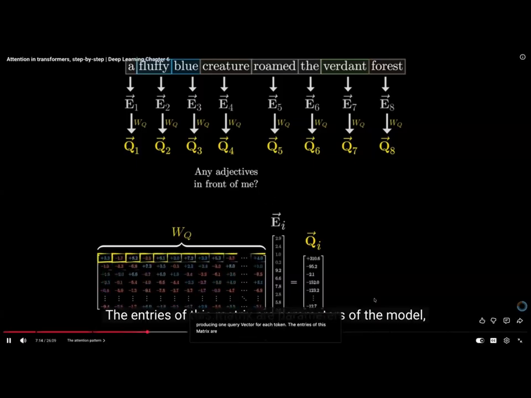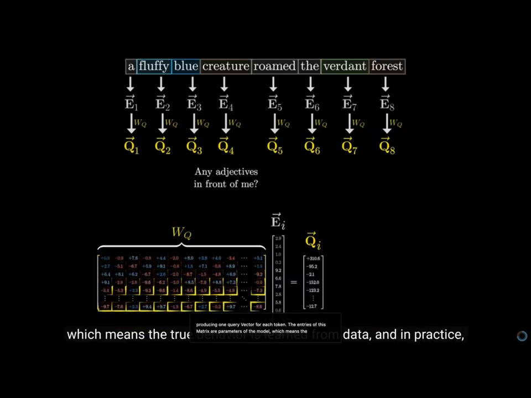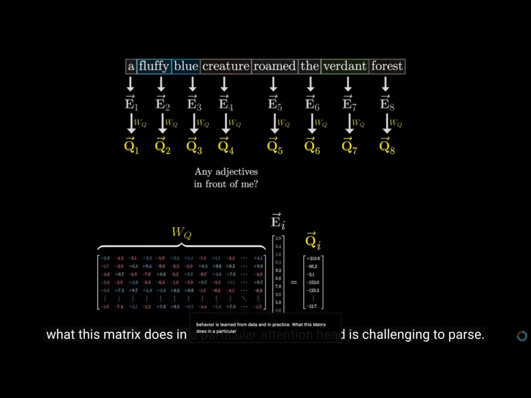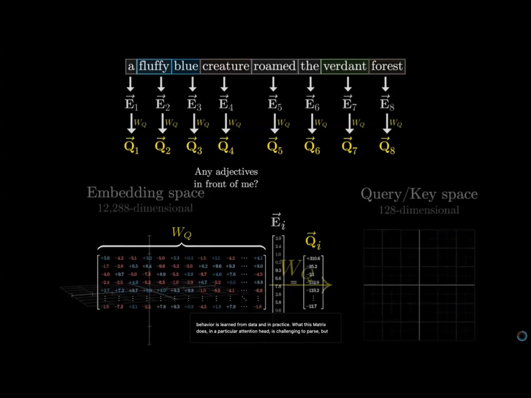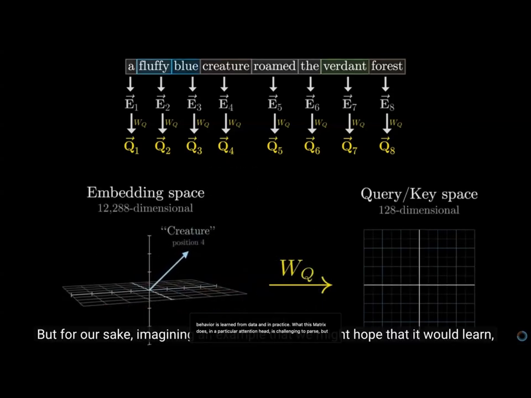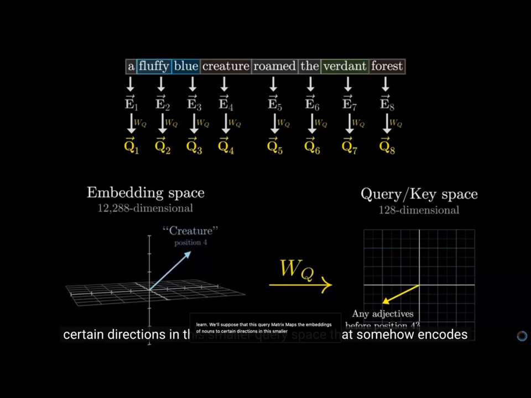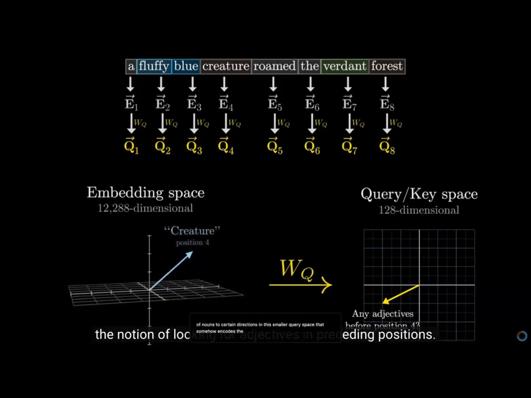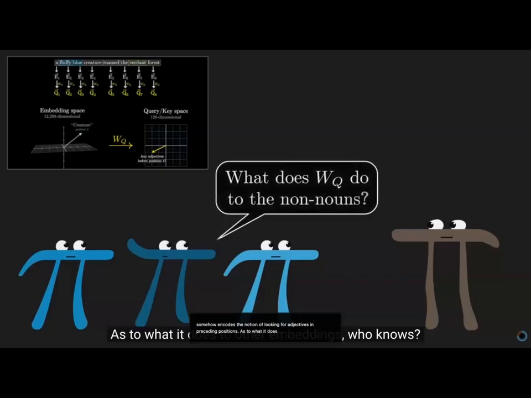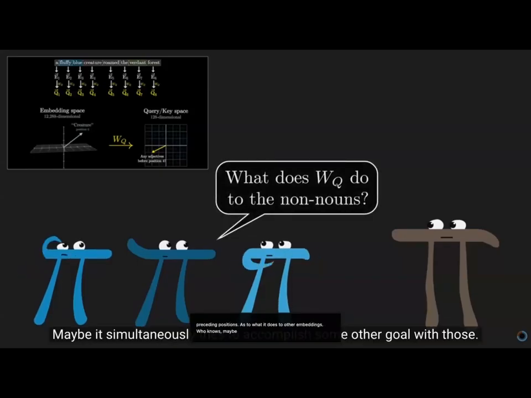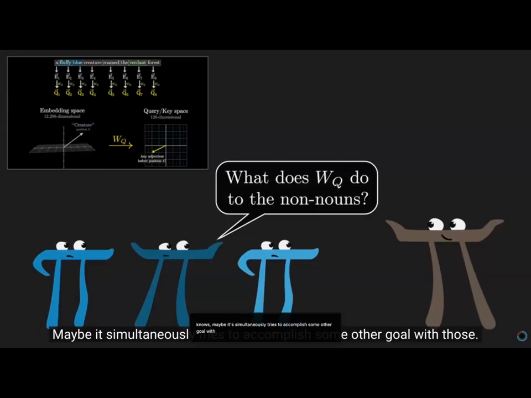The entries of this matrix are parameters of the model, which means the true behavior is learned from data, and in practice, what this matrix does in a particular attention head is challenging to parse. But for our sake, imagining an example that we might hope that it would learn, we'll suppose that this query matrix maps the embeddings of nouns to certain directions in this smaller query space that somehow encodes the notion of looking for adjectives in preceding positions. As to what it does to other embeddings, who knows? Maybe it simultaneously tries to accomplish some other goal with those. Right now, we're laser focused on the nouns.